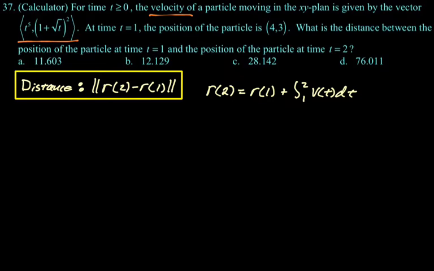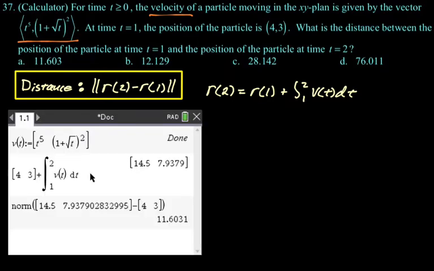So I'm going to do this 2 different ways on the calculator. So here's one way of doing it. I define v of t, and then I do where I start, which is (4, 3), plus the integral from 1 to 2, so basically plus the displacement, 1 to 2 of v of t, which gives me this. And then I find the norm of the difference between the starting vector and the ending vector. So this is one approach. That's certainly how I would do it.